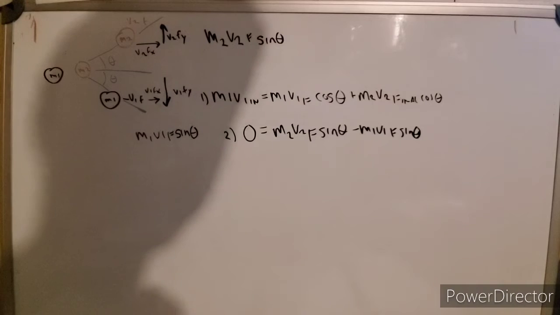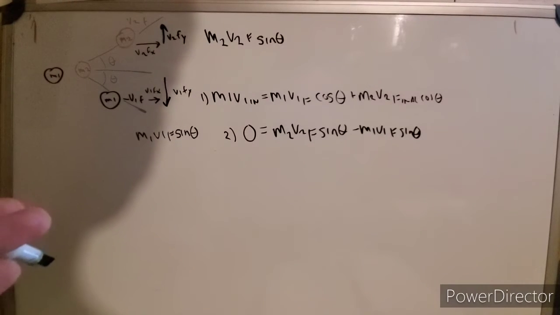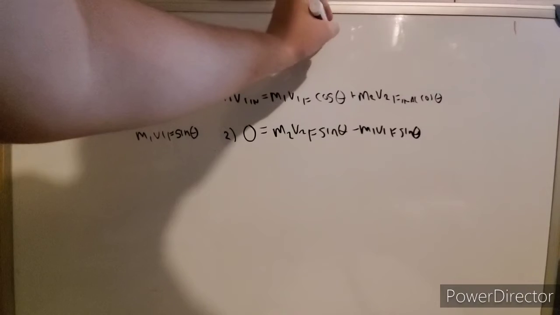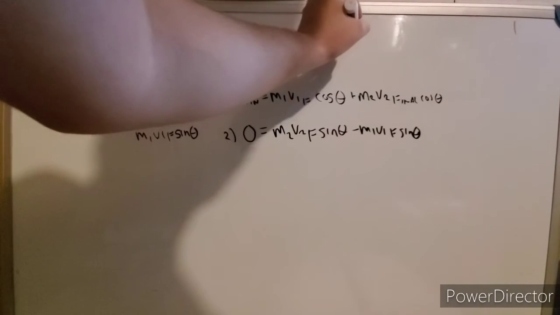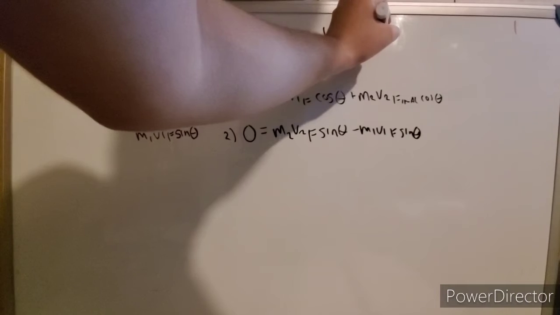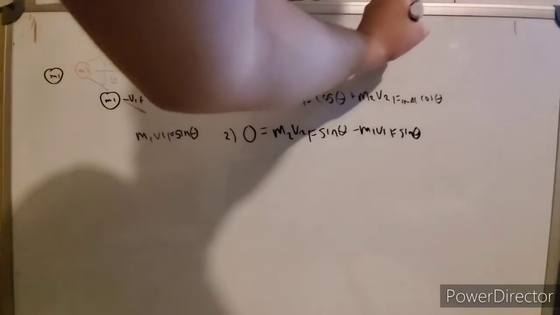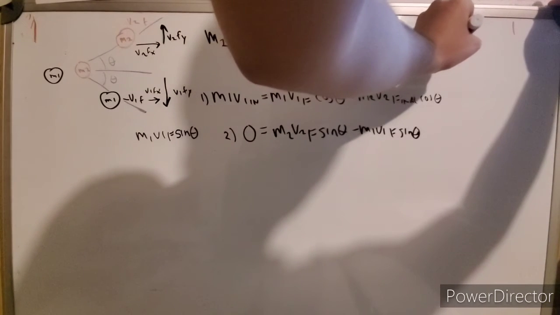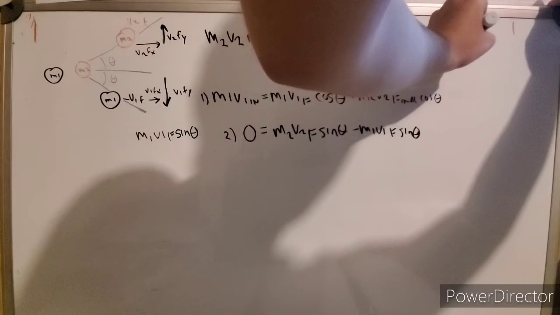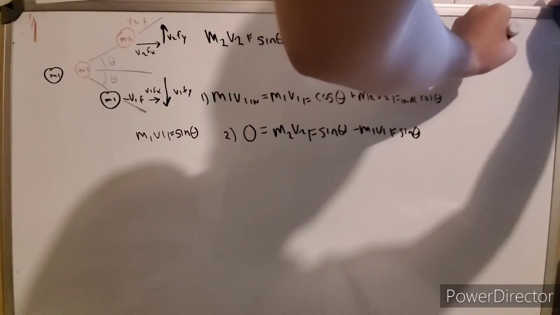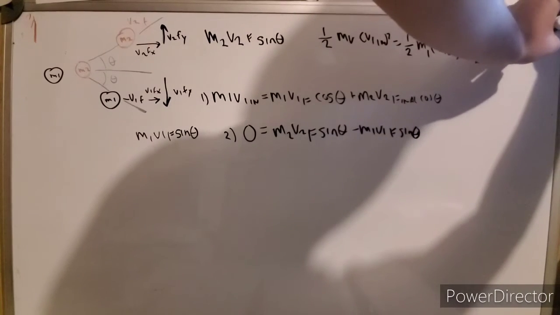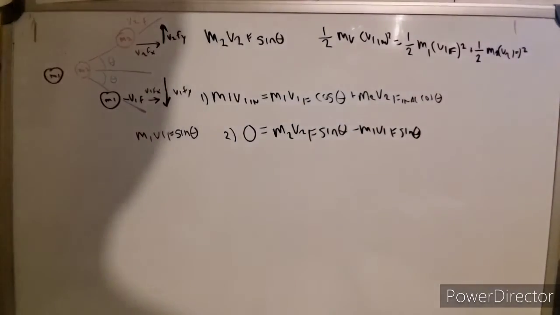For the equation for kinetic energy, since a ball will move when energy is applied, it goes like this. Let me write right here: 1/2 m1 v1 initial squared is equal to 1/2 m1 v1 final squared plus 1/2 m2 v2 final squared. So this is our third equation.